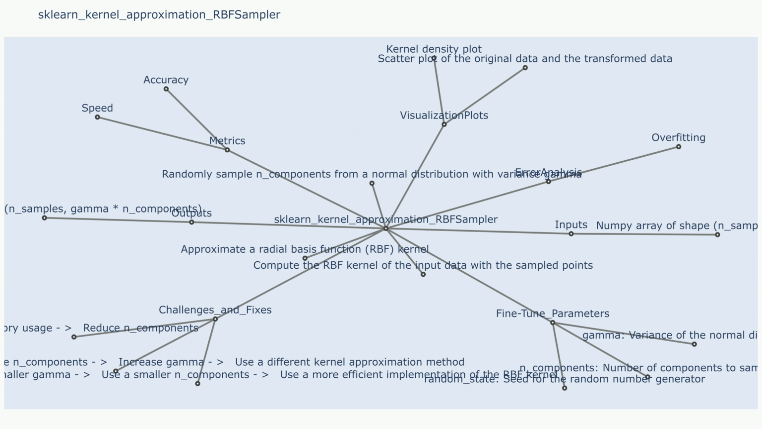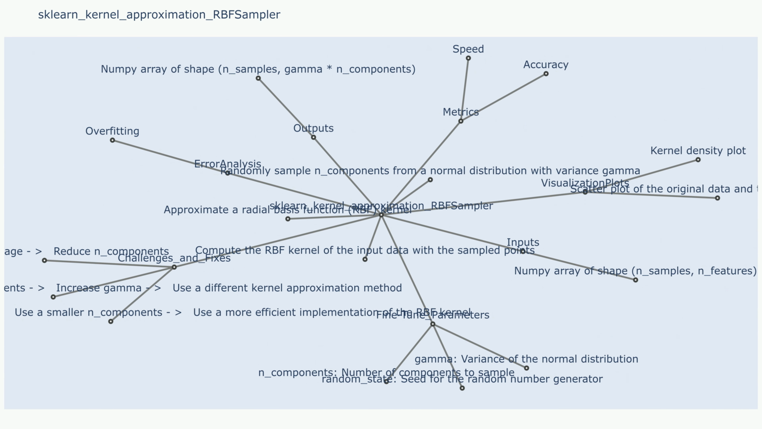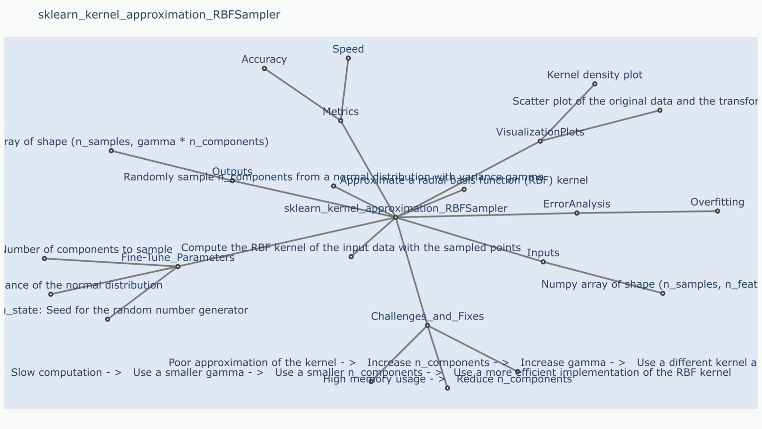Steps: generate random vectors. The RBF sampler generates n components random vectors from a Gaussian distribution with 0 mean and variance equal to 1 over gamma squared. Calculate inner products for each data point in X: compute the inner product between it and the generated random vectors. Apply cosine function. Apply the cosine function to the inner products and multiply by the square root of 2 over n components. This results in the approximate feature representation.